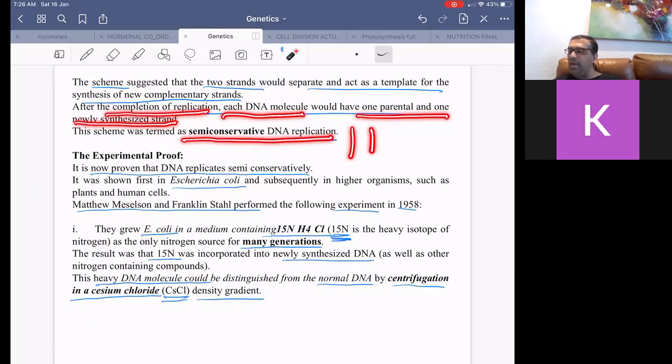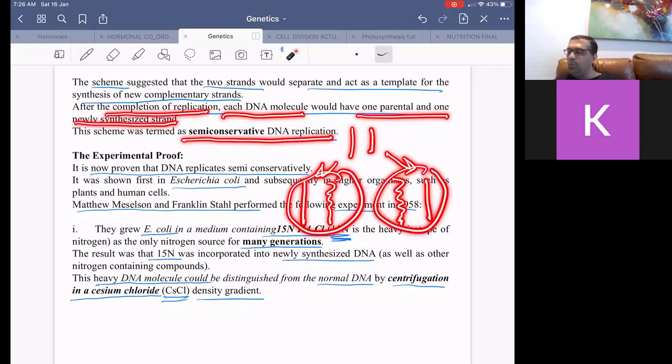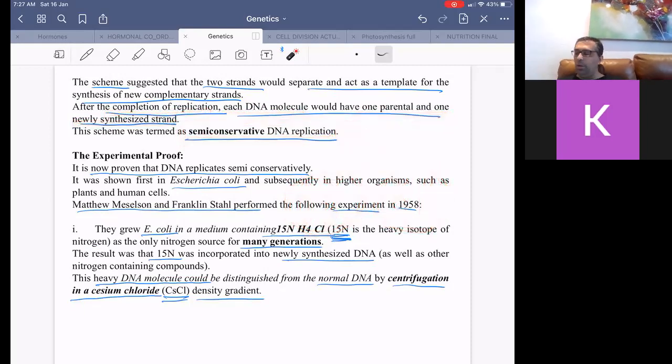One parental strand will be having one new strand. So in each daughter DNA, there is one parental strand and one is a new strand. This is called as the semi-conservative DNA replication.